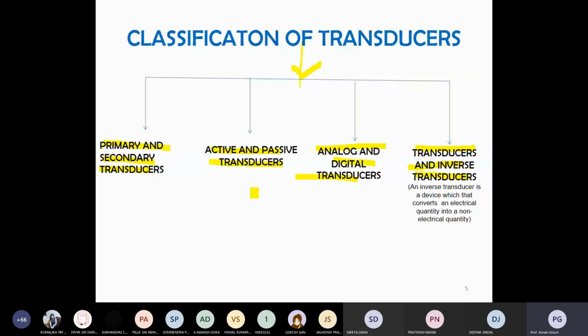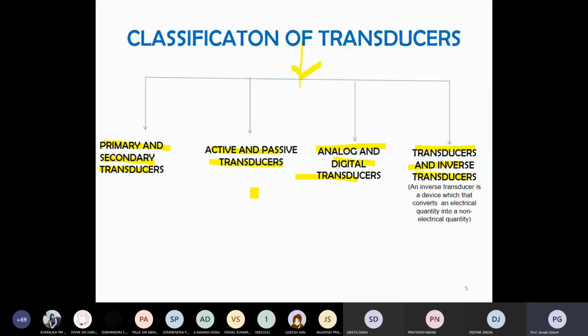Some of the transducers are capable enough to directly sense the physical system and convert that signal to an electrical signal. But some transducers have no requirement of an additional source of EMF. That is called the passive transducer. In an active transducer, you require another additional EMF source.